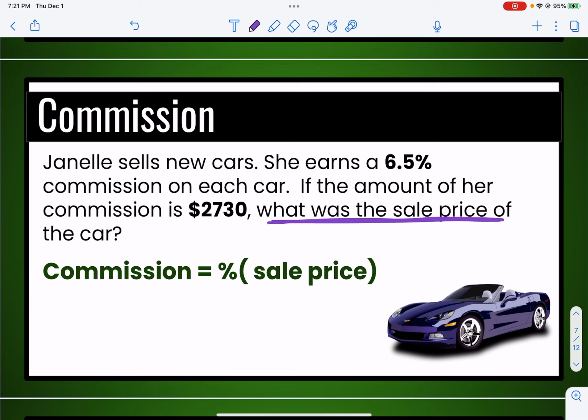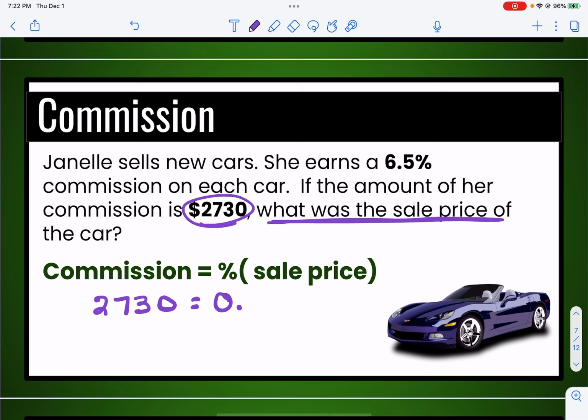So I know the commission, so I'm not going to put a C for commission in my problem. I know the commission. It's $2,730. So I'm going to put that where commission would go. The percent, I know it, and it already has a decimal in it. But in order to get rid of that little percent sign, I do need to move my decimal over 2 spaces, and I'm going to fill in that little extra space with a 0.